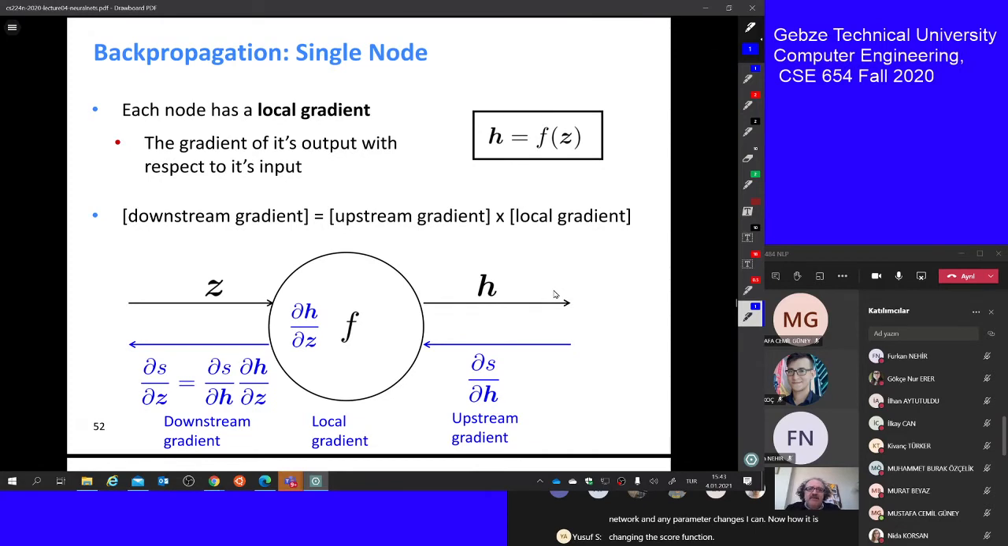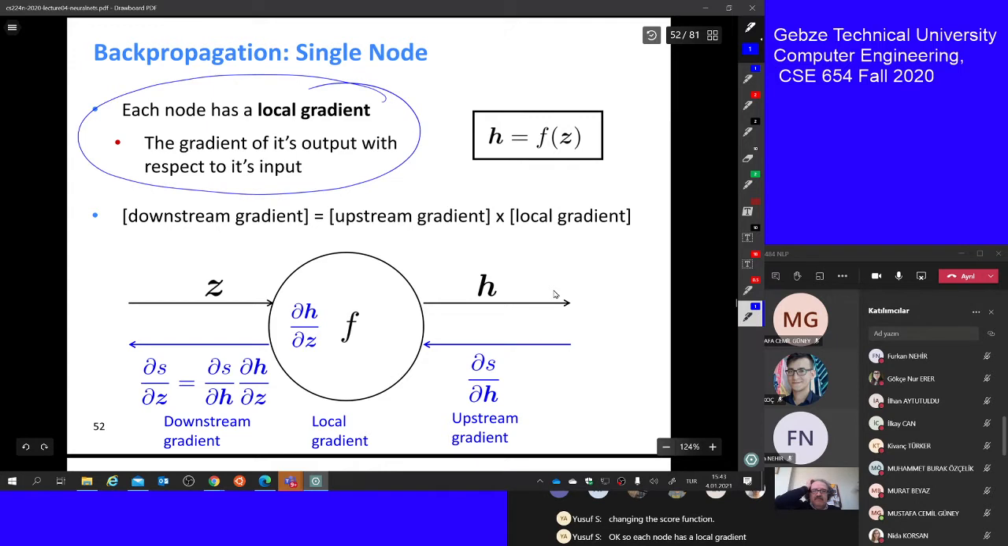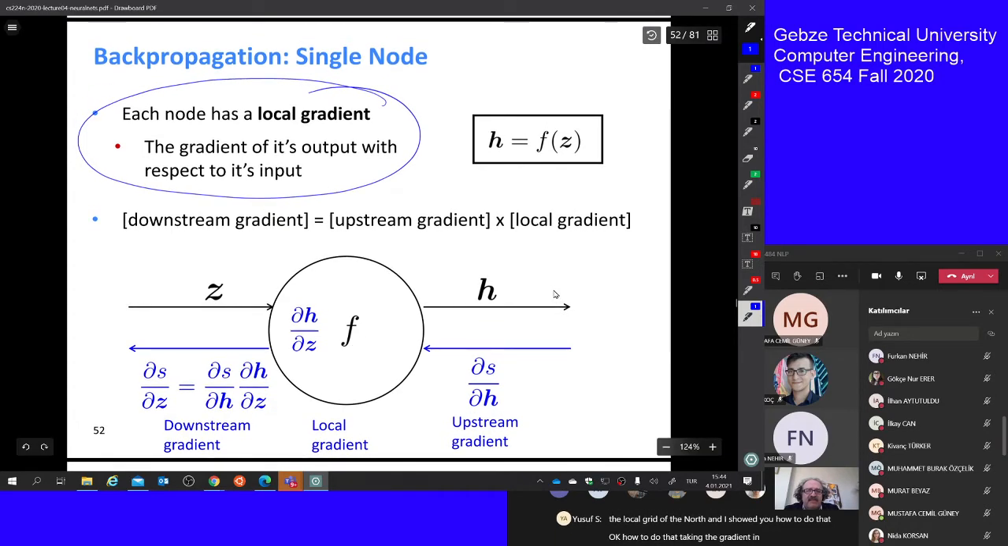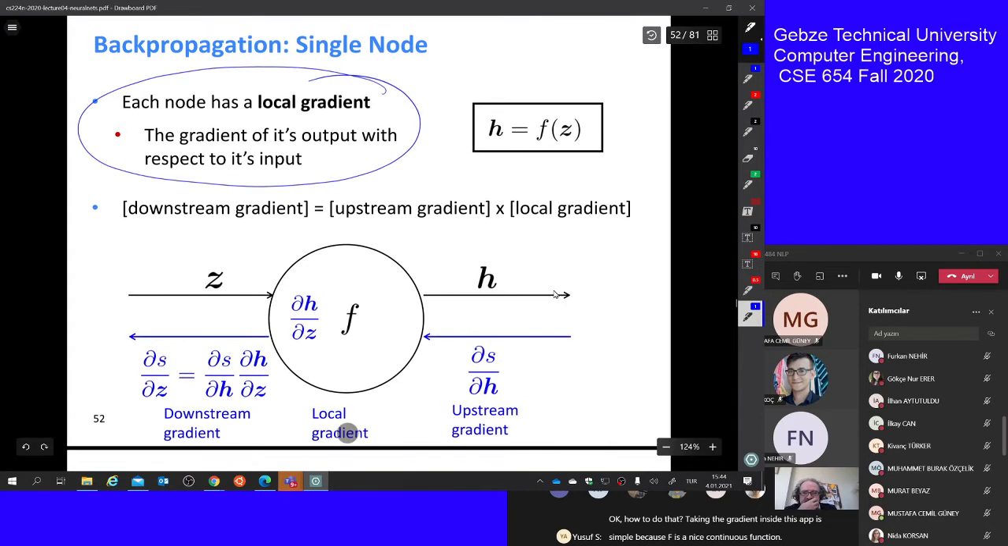Each node has a local gradient, and I am responsible for taking the local gradient of the node. I showed you how to do that. Taking the gradient inside this f is simple because f is a nice continuous function. This is the local gradient, this is what comes to me from the upstream gradient, and this is what I hand out.